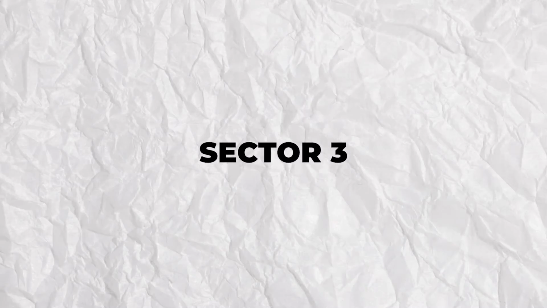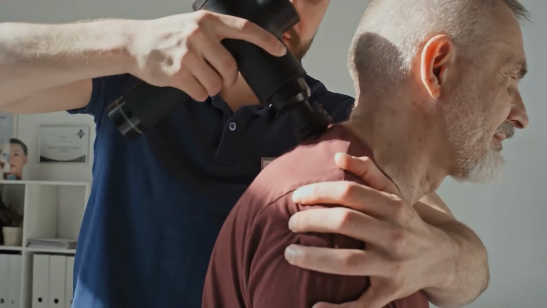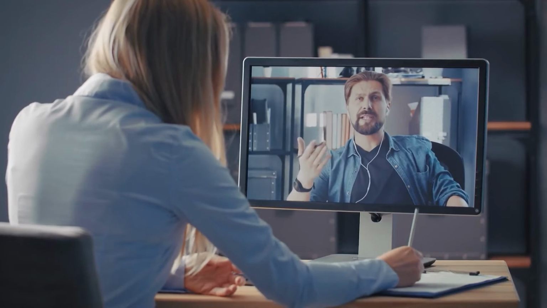But finally, sector 3, we're going to be talking about proof and the CTA, call to action. So this is where you actually try to convince the user that this product or service has merit, that there is value in them purchasing your massage gun. There is value in them signing up for, let's say, scheduling a book call with you because you are the ideal consultant for their finances.